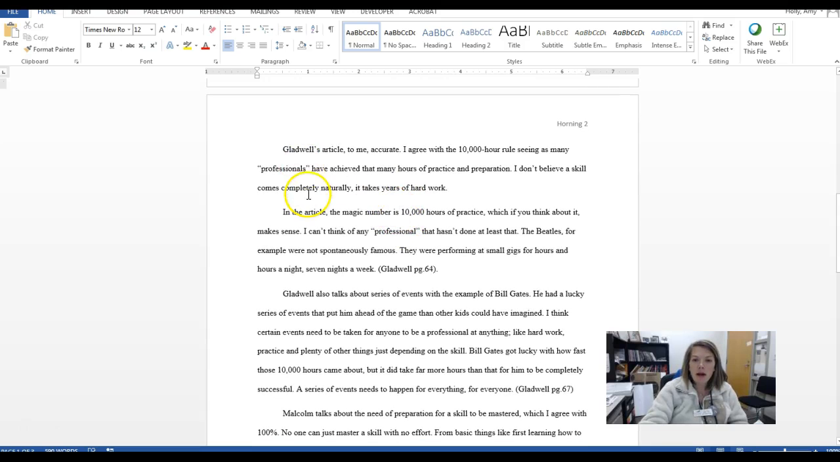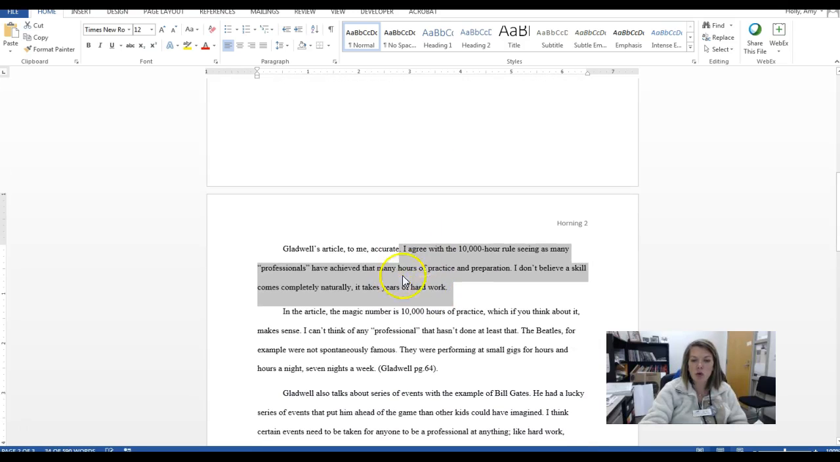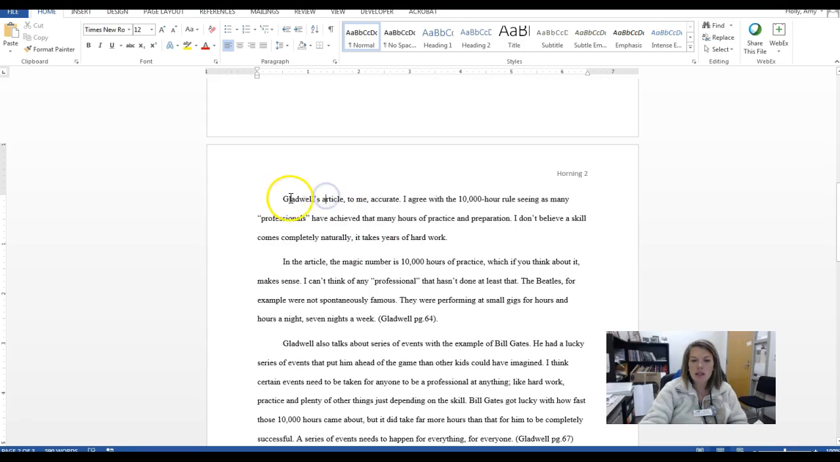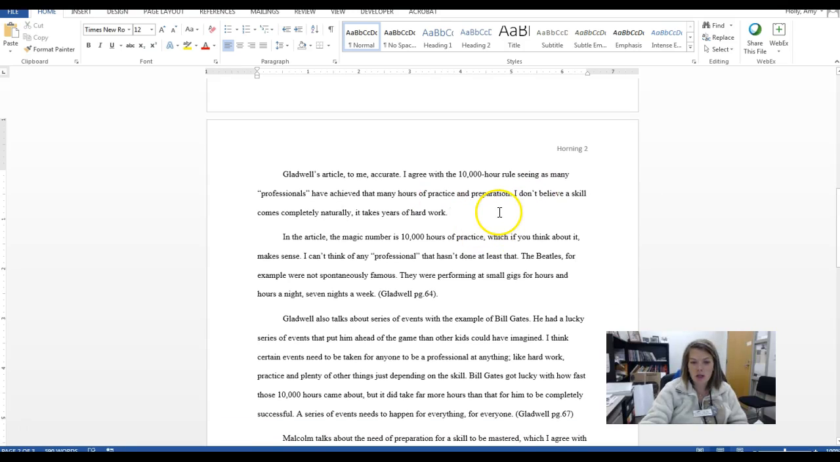But then from there, the response portion goes on with what we have here in terms of her response thesis. You can see this is just a short transitional paragraph between the summary and the response portion of the essay. She does say it's overall accurate. She agrees with the 10,000 hour rule, but she doesn't believe a skill comes naturally. It takes years of hard work, which is actually another agree point. Then we do have a paragraph here of summary.